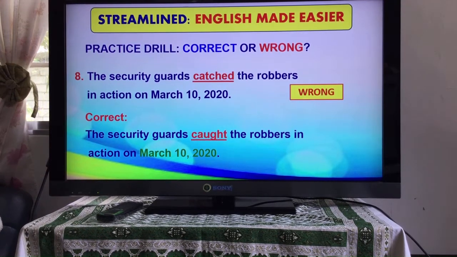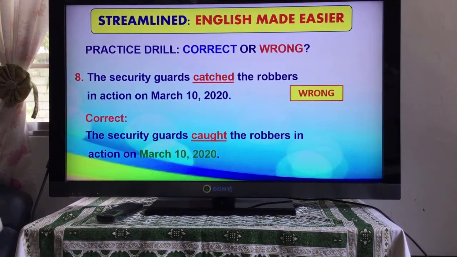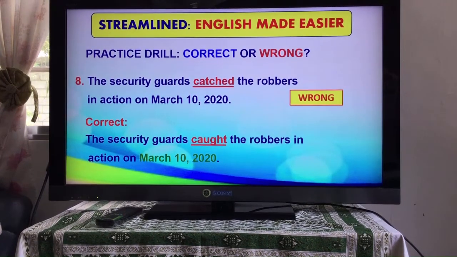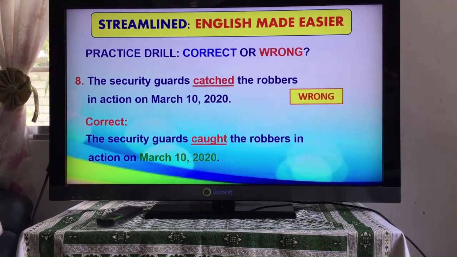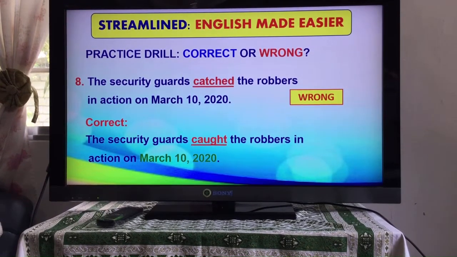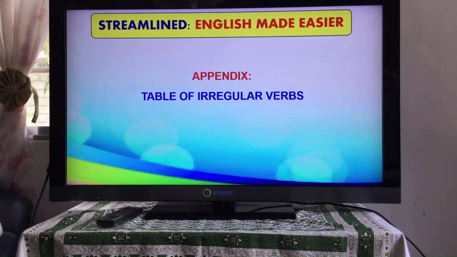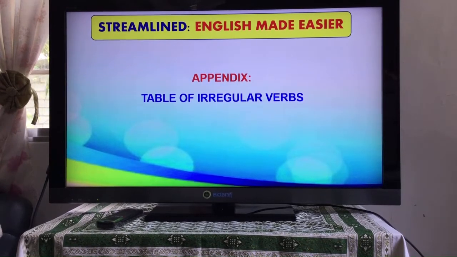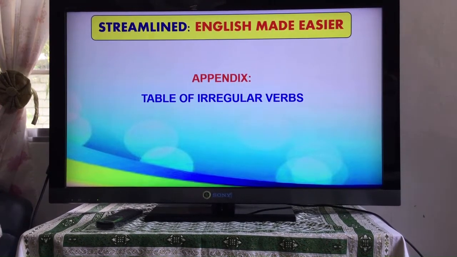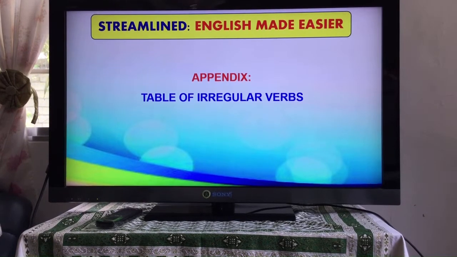So how did we do in our practice drill? If you got the full score, that means you have full mastery in the usage of the simple past tense. If not, well, there's always room for further improvement, learn more, and you can further improve yourself. This slide shows the appendix and the table of irregular verbs. I included this for your reference, especially for our next learning video, which is on the use of the simple past versus the present perfect tense.